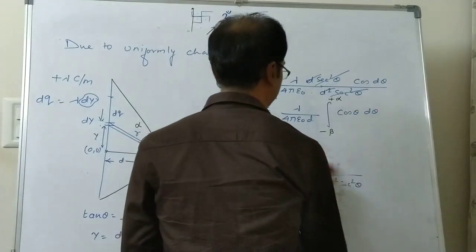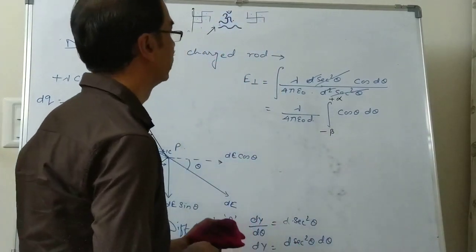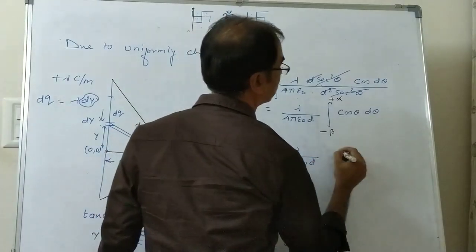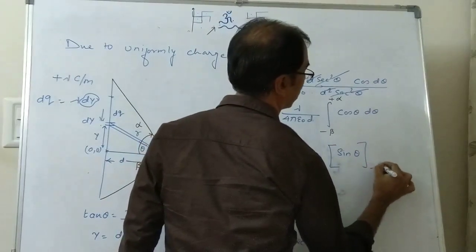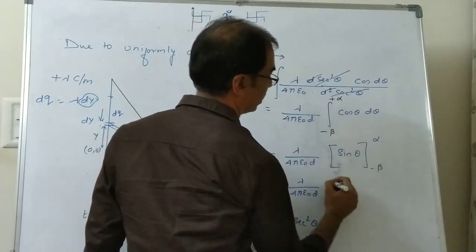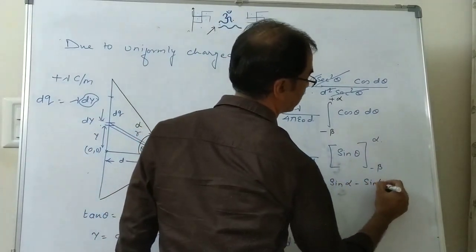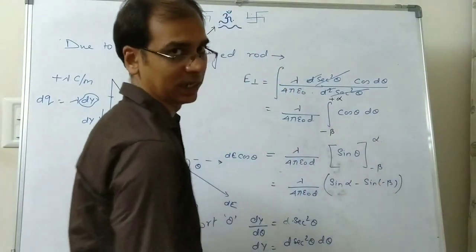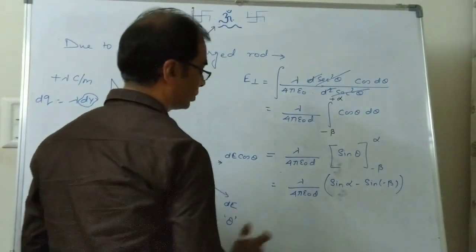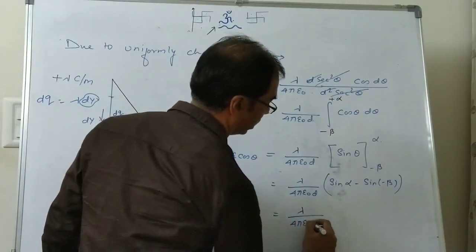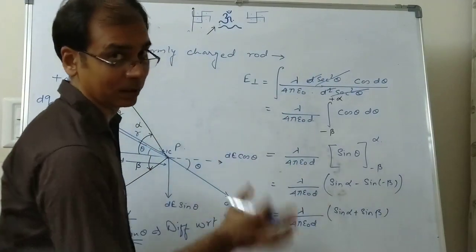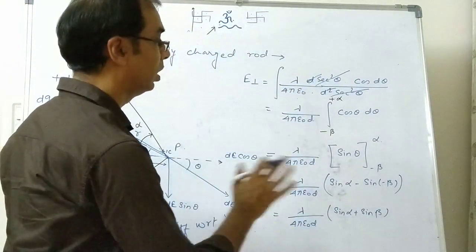Now if you are going to integrate that, what's going to come? What are we going to get? Cos theta's integration is sin theta. Sin theta, here is minus beta, here is alpha. What is going to come? Lambda by 4 pi epsilon naught d, place here, sin alpha minus sin of minus beta. Sin of minus theta is minus sin theta only. So minus sin theta into minus, so plus. So what are we getting? We are getting E perpendicular as lambda by 4 pi epsilon naught d sin alpha plus sin beta. Now this is with sign convention, okay? You don't have to take another sign convention for angles. This is with sign convention. Sin alpha plus sin beta. We got the perpendicular field.